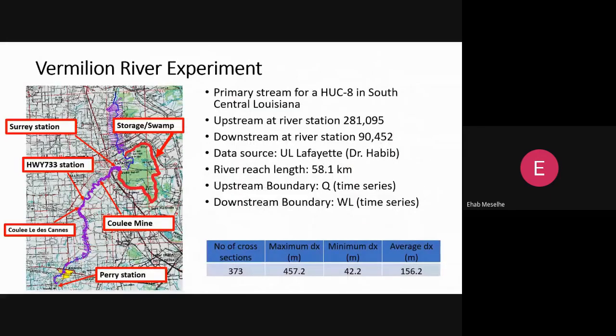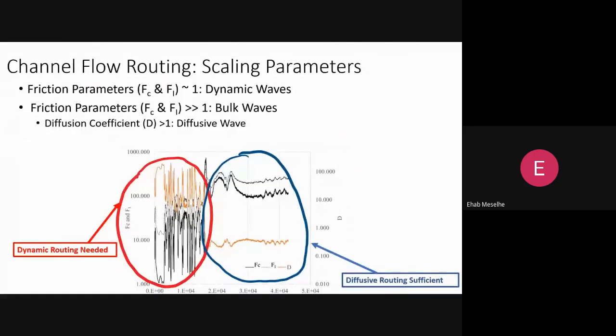Here is another example where we went to a much smaller river. It has complex hydraulics. It has a storage area in the middle of it that induces reverse flow. Again, we applied all three methods using the internal flags. It looks like we need the dynamic wave for part of the simulation time, and then we need to fall back to a diffusive wave.